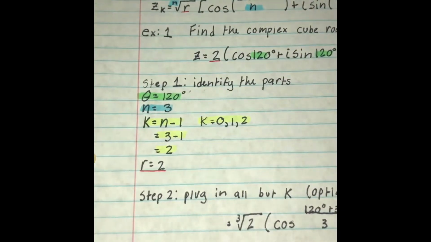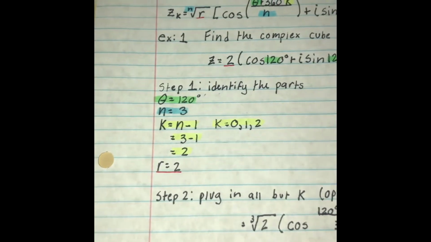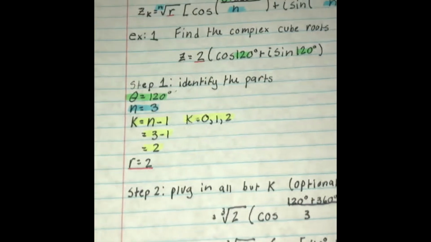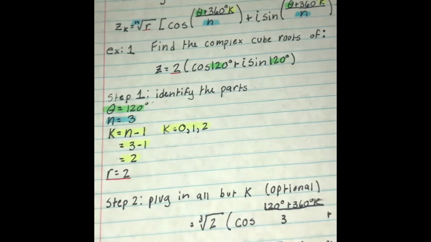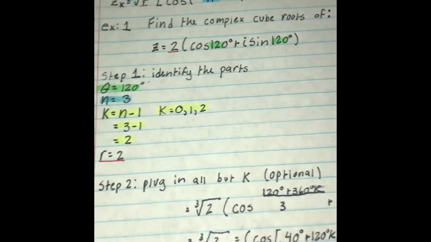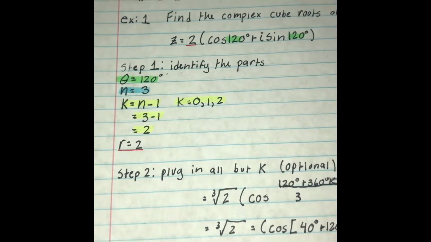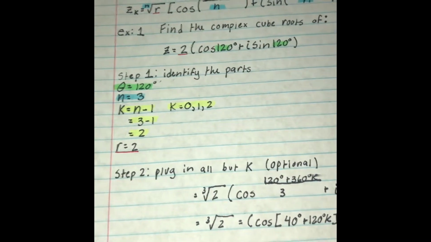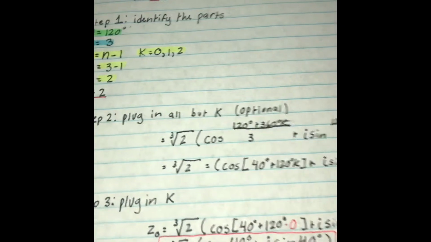And then k is going to equal n minus 1, so that's 3 minus 1, which is 2. How I like to remember this is that k is always going to be 1 less than what you're trying to find. As it is 3, it's just going to go up to 2, so you're going to have 0, 1, and 2.